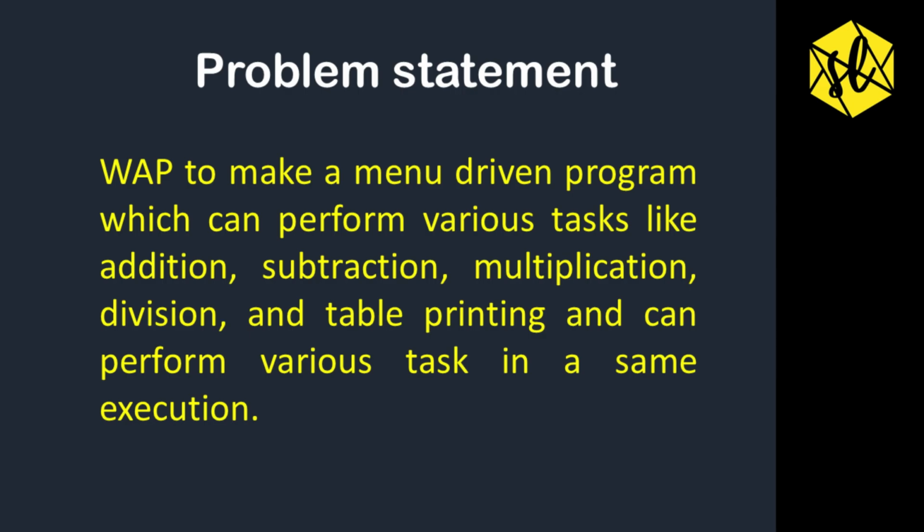In the last line it is saying that we have to make the program in such a way that it can perform all the tasks in the same execution. We have already seen in our switch case that after we select one option, the switch runs the program and then the execution ends. But in this program we don't have to do that. Let's see how we will achieve this. So let's move to VS Code.